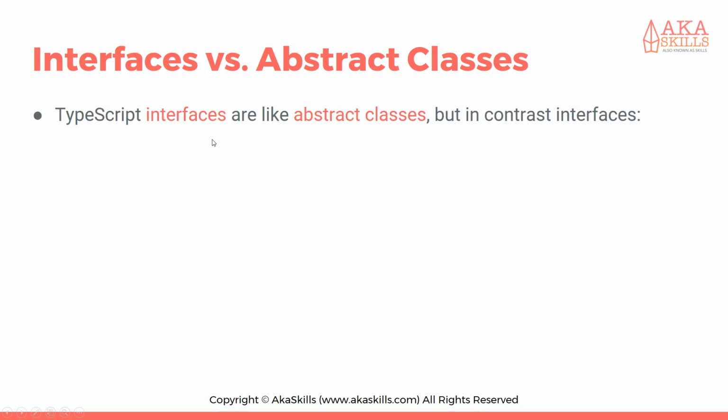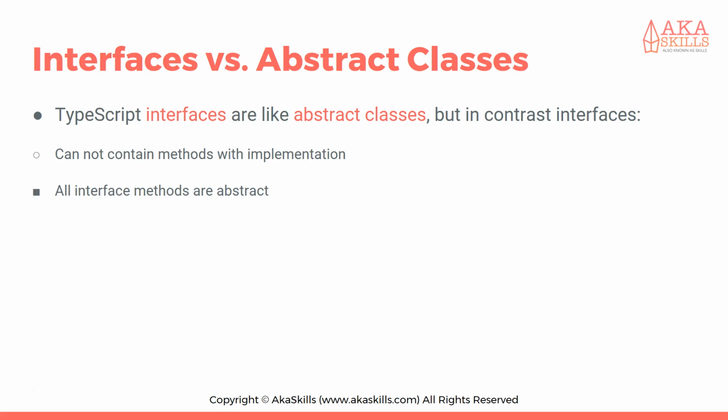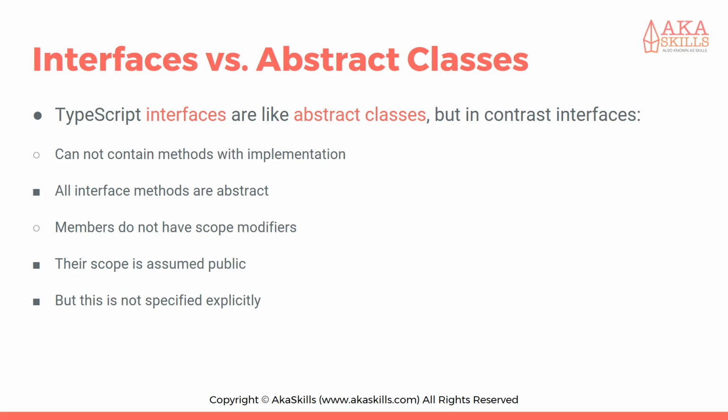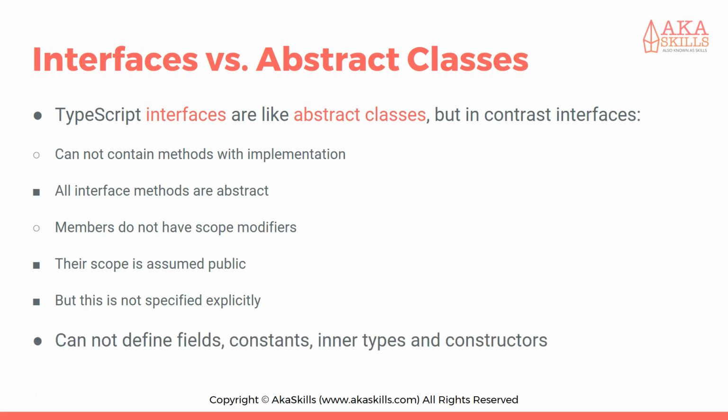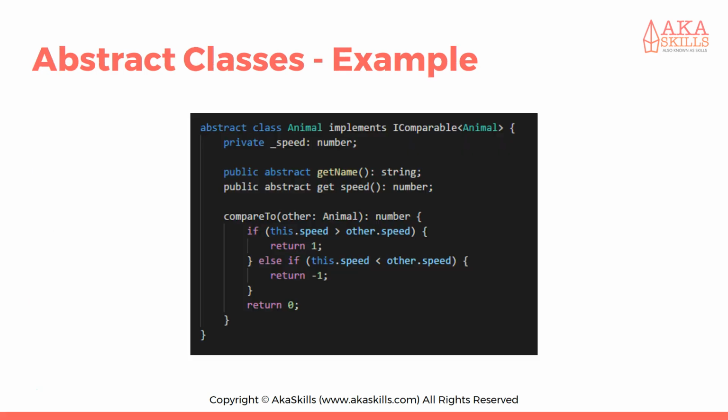Interfaces versus abstract classes. Well, TypeScript interfaces are like abstract classes, but the difference is that abstract classes can contain methods with implementation, interfaces cannot, and all interface methods are abstract. Members do not have scope modifiers. Their scope is assumed public always, but this is not specified explicitly, and interfaces cannot define fields, constants, inner types, and constructors.